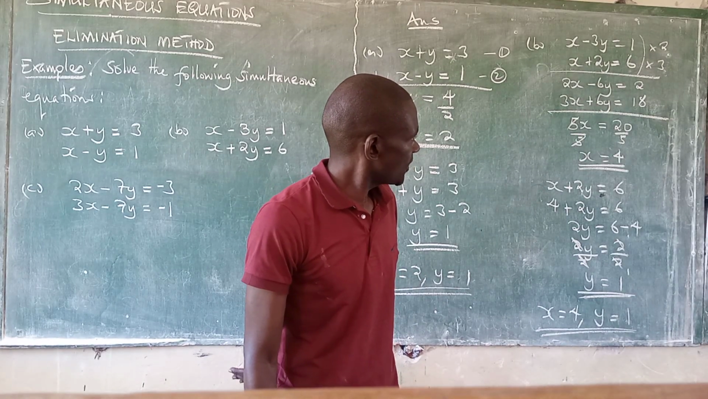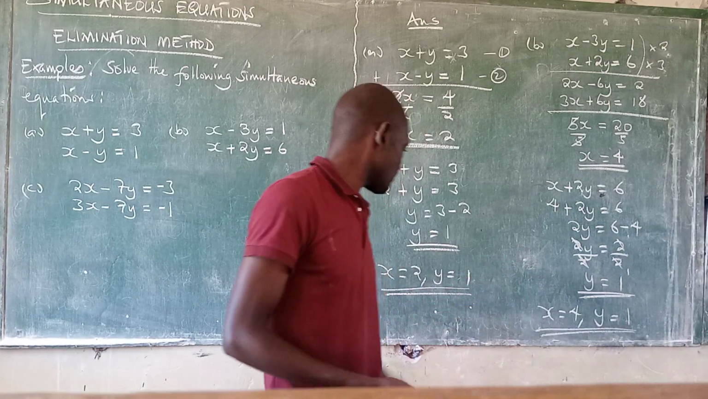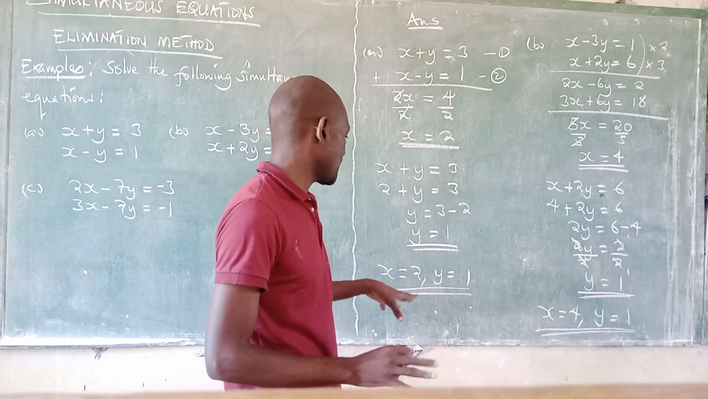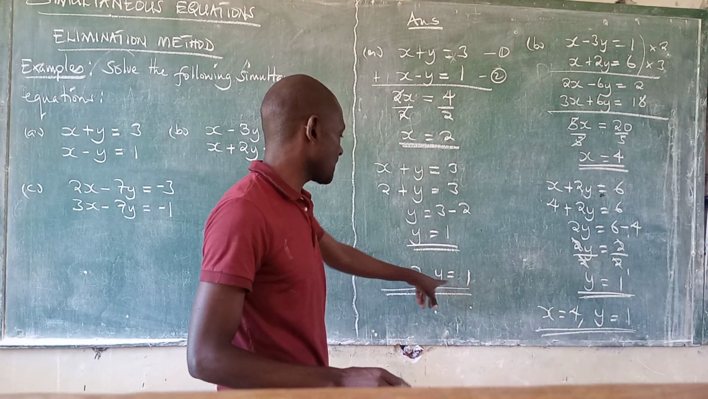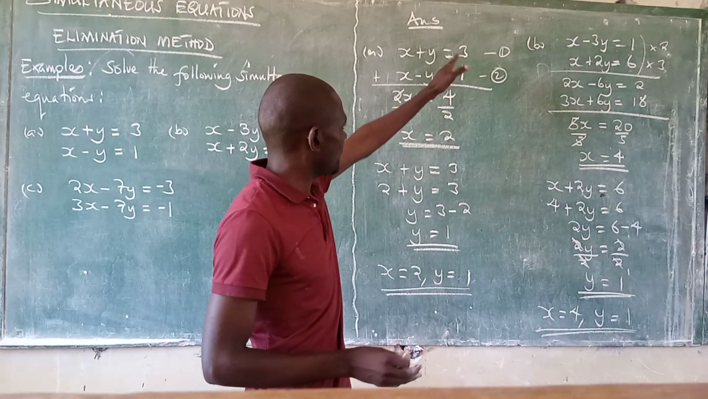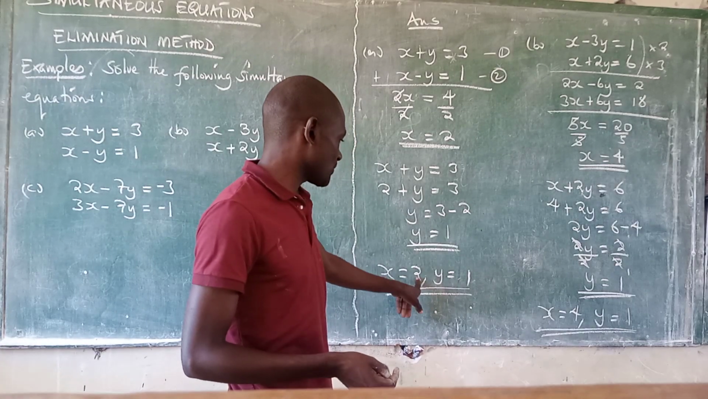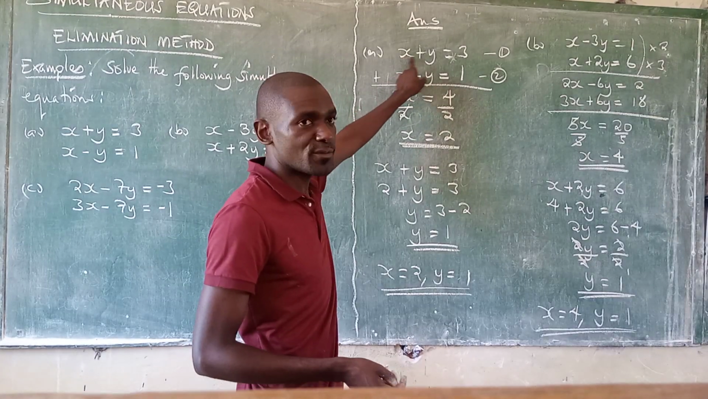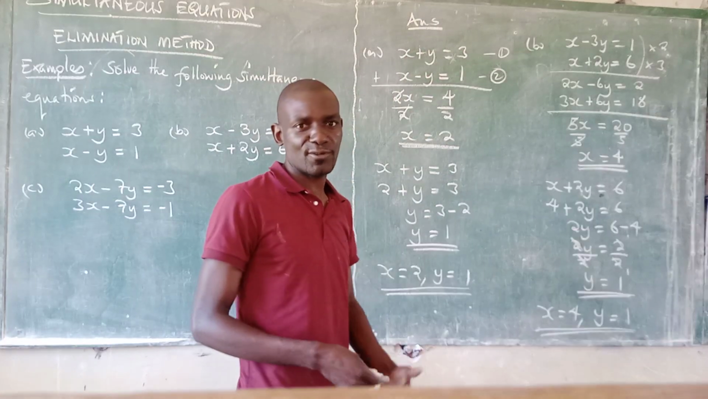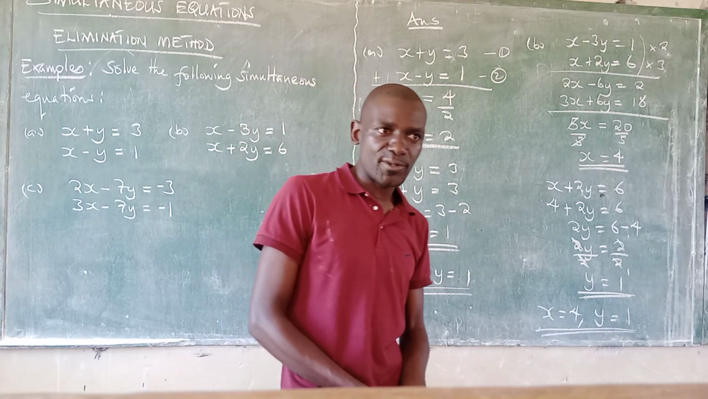We can also prove. Now for us to prove, for example, if it is this one, we want to be sure that it is correct. All you need to do is just replace these values in any one of the equations. And if it gives you the value that is there, then you are home and dry. So, for example, x is 2, y is 1. If we put 2 here, we put 1 there, 2 plus 1 is 3, which is what we have there. So, that's how we can confirm that our answers are correct.